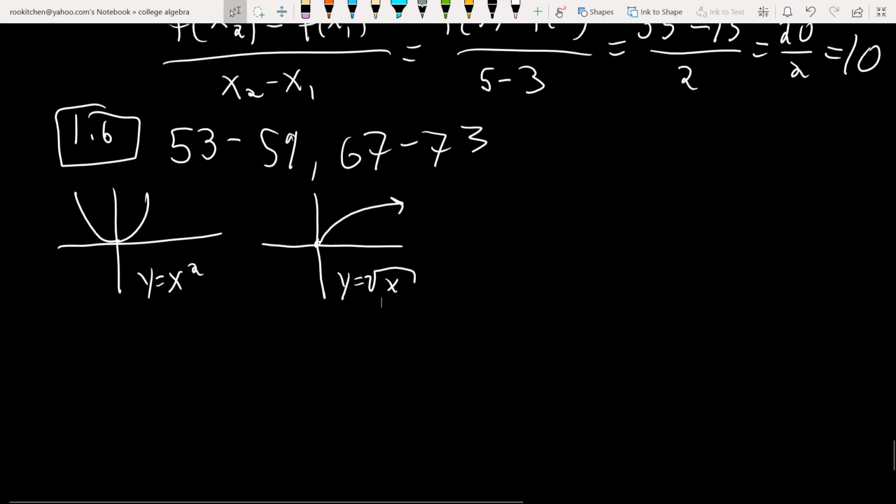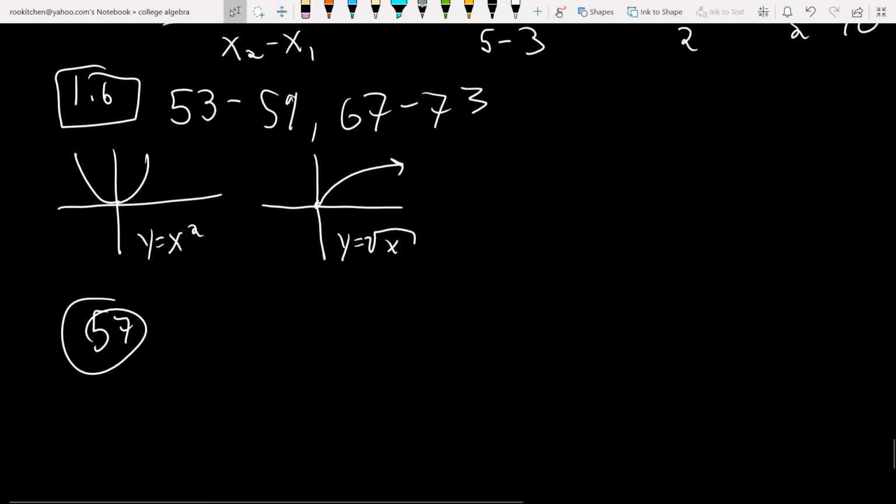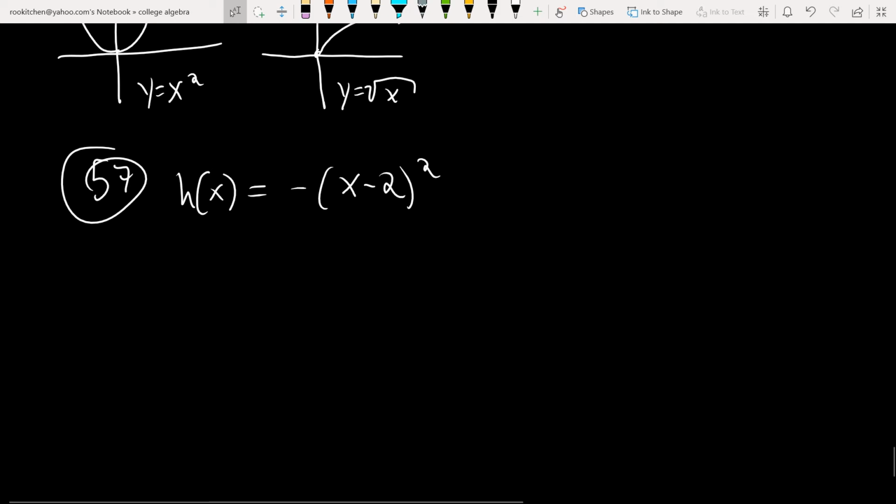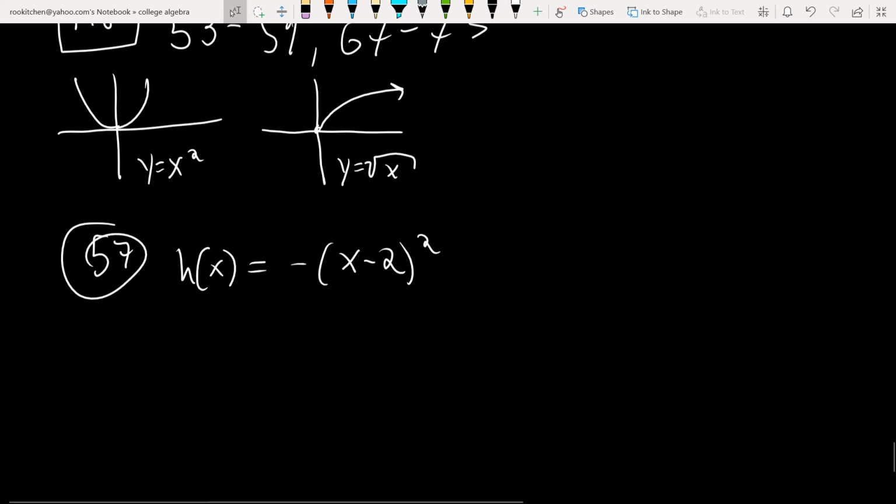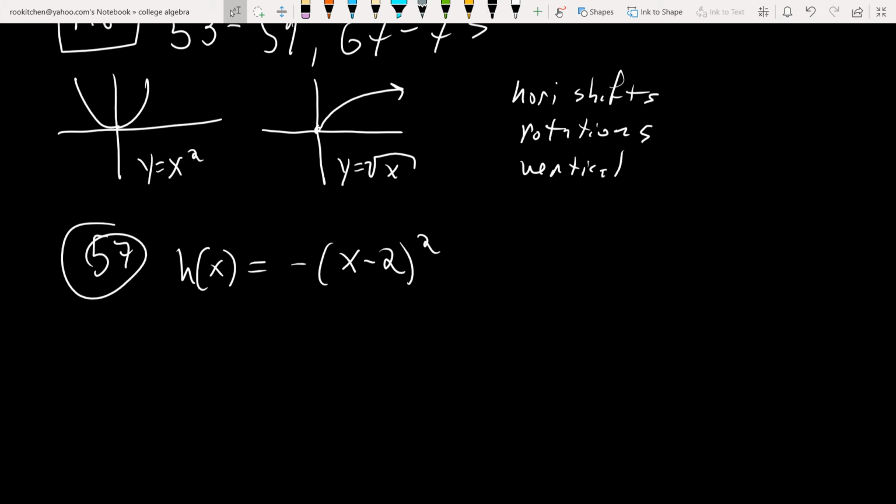Okay, so problems like 57, I want you to be able to graph h of x equals negative x minus 2 squared. Okay, so I'm going to want you to be able to do horizontal shifts, rotations, and vertical shifts. I'm not going to worry about the stretches and shrinks. Those are always a little bit more weird. So I'll just worry about those 3 things, and you do those in order, right?